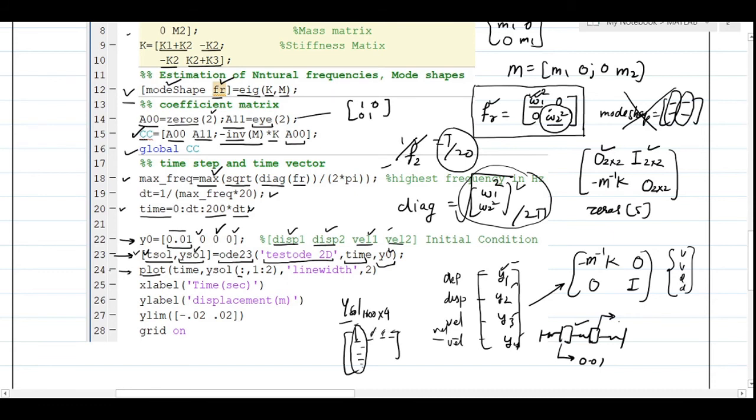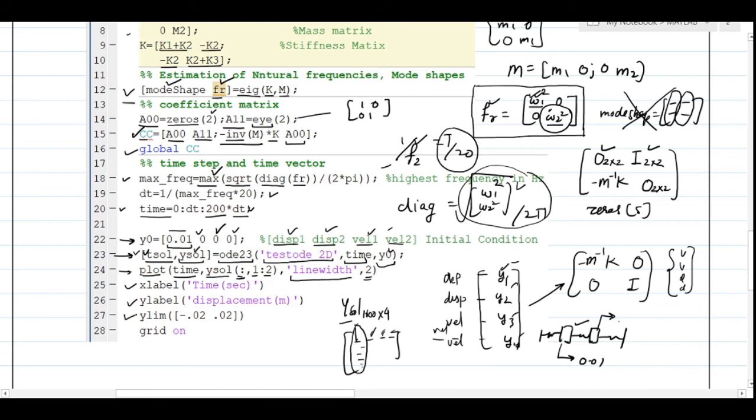When you look at line 24, here I am plotting time. This is my time vector, and Y solution all rows, first and second column. That means I am interested in plotting the displacement of the first and second mass simultaneously on a single plot. The next is the line width. It is just for your information that if you want to increase the thickness of the plot, you can directly give a line width command here and then write the thickness of the line. After that, I have X label and Y label for the plots.